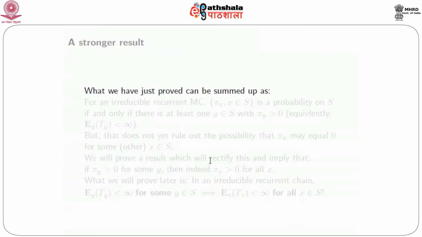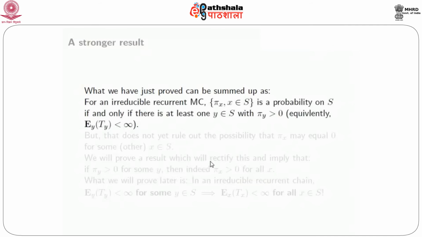So what we have just proved can now be summed up in the following manner. Fix an irreducible recurrent Markov chain. What we have shown just now is that the set of numbers pi x, x in S, is a probability on S if and only if there is at least one y in S with positive pi y, which of course is equivalent to the expected return time to y starting from y being finite.